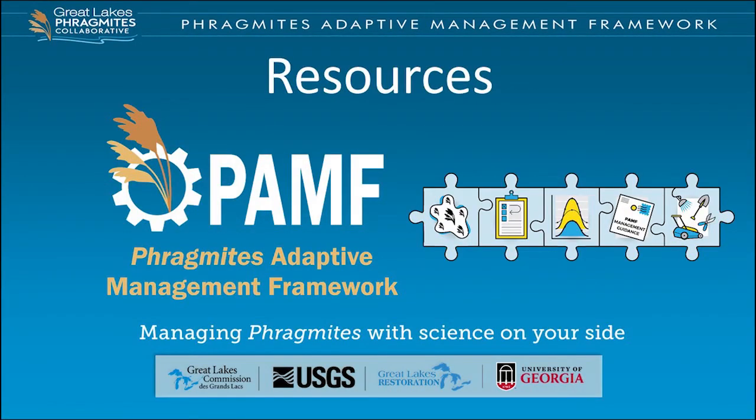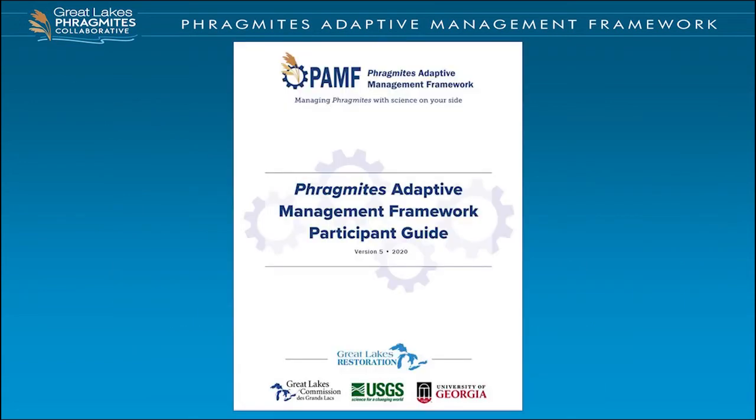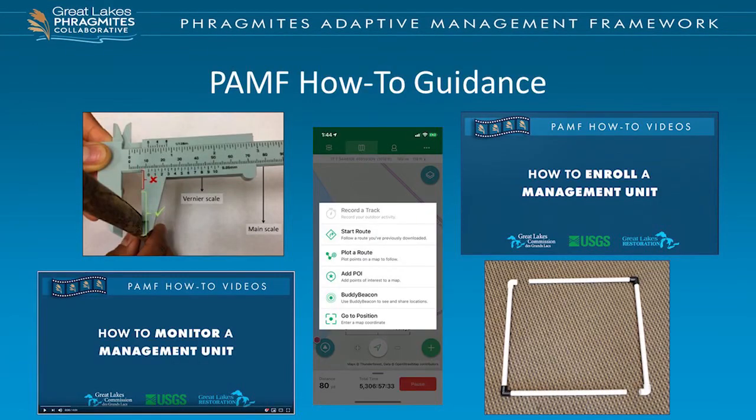So I just want to walk through some of the resources that we have available to help you participate in PAMF. The PAMF participant guide that I mentioned in the beginning is the main resource for PAMF. So everything that you need should be available in written form. But we also have different formats. We have those how-to videos that I showed. We also have guidance on how to use the vernier calipers, how to use that ViewRanger app that we had mentioned, and how to build your quadrat. All of those things are available on the PAMF Web Hub under the Resources tab.